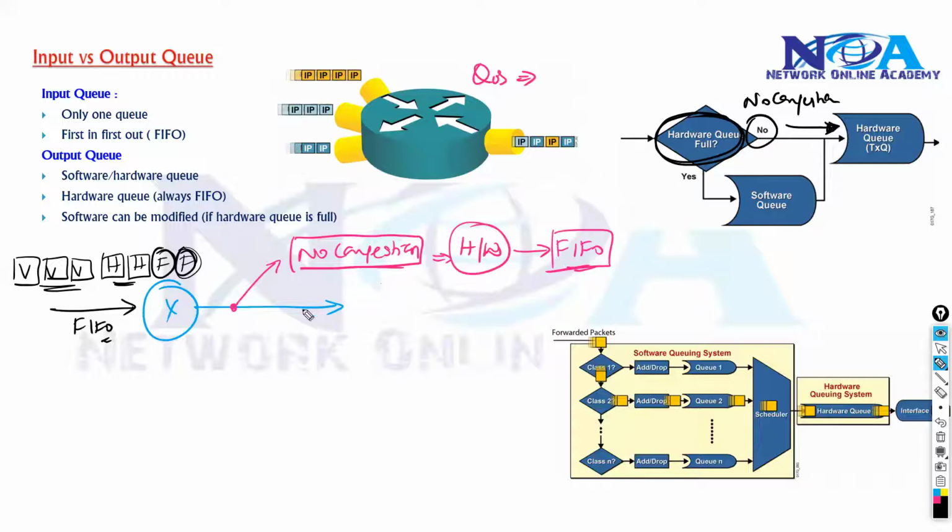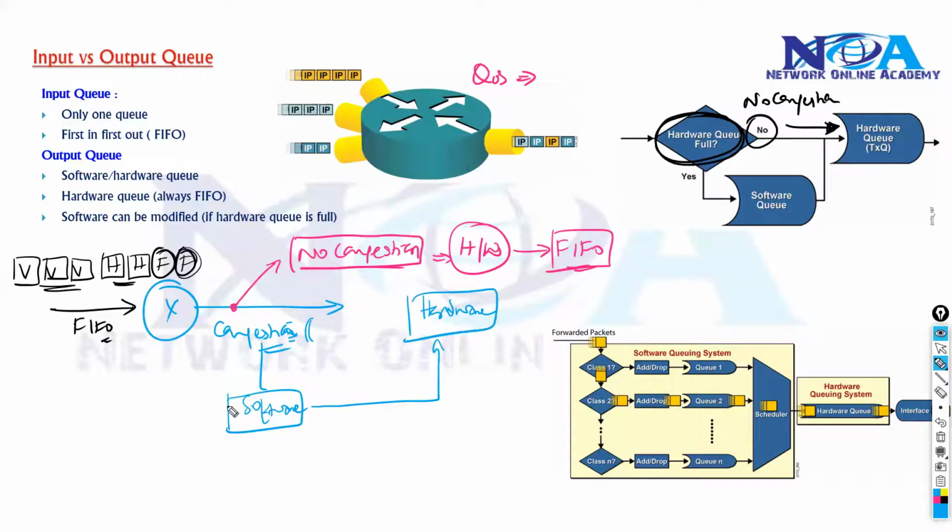But let's say there is congestion. So let's again assume that there is congestion here on the link, meaning you are receiving excess traffic than what the queue can hold. Now what happens is the packets will go to the software queue before they go to the hardware queue.